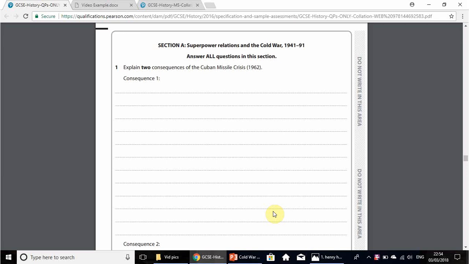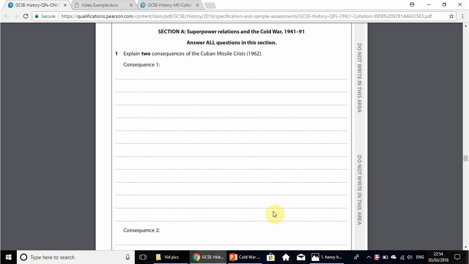So causes obviously the things that make something happen. Consequences are obviously results, impacts, outcomes of a particular event. This one in particular looks at the consequences of the Cuban Missile Crisis and it is an 8-mark question. Before we look at how to answer it, let's just look at how much space you get.